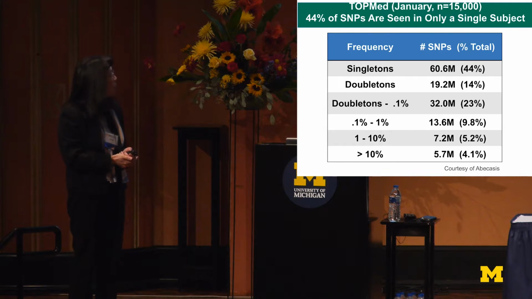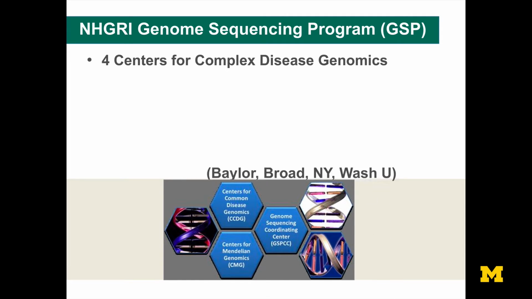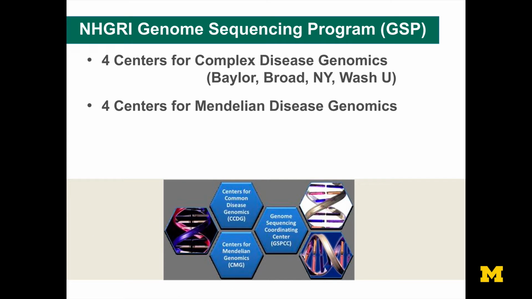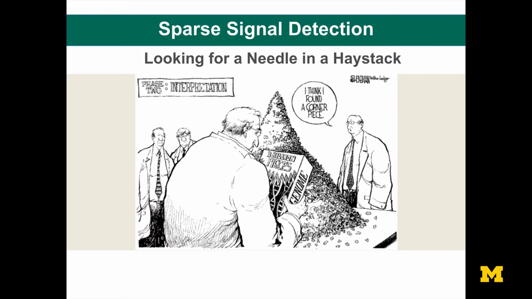That makes inference very difficult. And so NHGRI founded the Genome Sequencing Program. It funded about 4 complex disease centers and 4 Mendelian disease centers. NHGRI also recognized the importance of analysis, and so it funded 3 analysis centers, and we are one of the 3. The other 2 are Stanford and Vanderbilt.